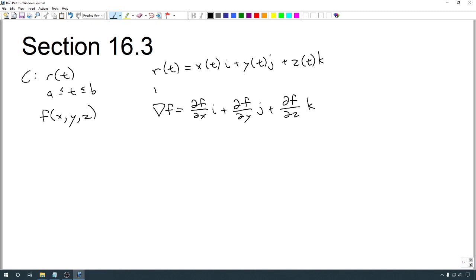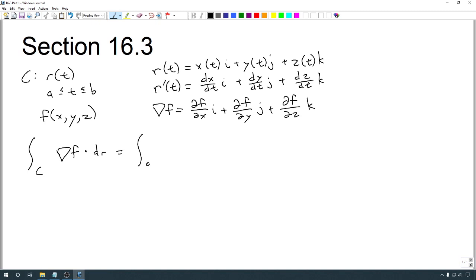When we've done that, the derivative of r is just simply the derivative of x with respect to t, which I'll just write dx/dt, then dy/dt, and finally dz/dt. These are the vectors that we're going to be using in our line integral. So we're taking the line integral over this curve of the gradient of f dot dr, where t is going from a to b.